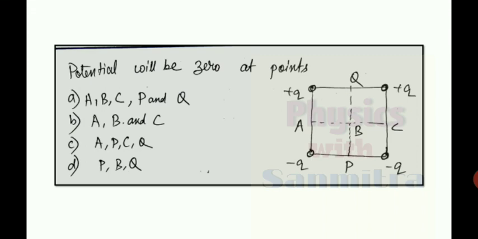We have been given a square-shaped arrangement where the charges are kept at the corners of this square, and there are points A, B, C, P and Q as shown. Now we have to find at which points the potential will be 0, and these are the options. Okay, let's examine each of the points.